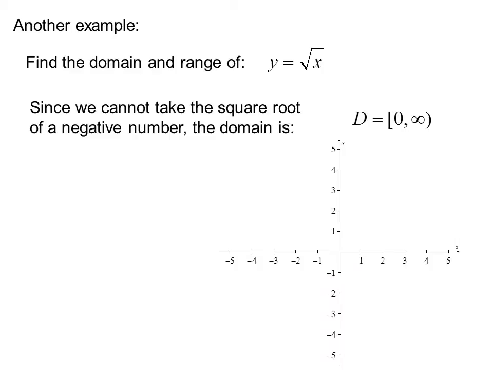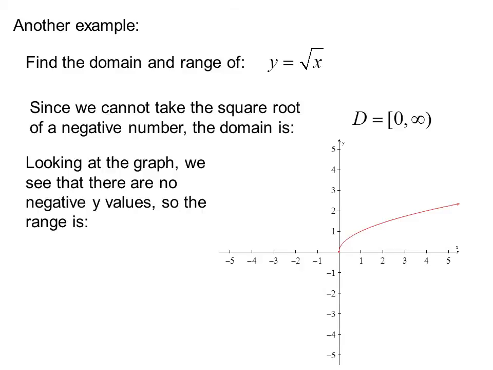Drawing the graph, we see that we get half of a horizontal parabola. Looking at the graph, we see that there are no negative y values, so the range is R equals the interval from 0 to infinity. And it's a closed interval at the 0 because we count the 0.